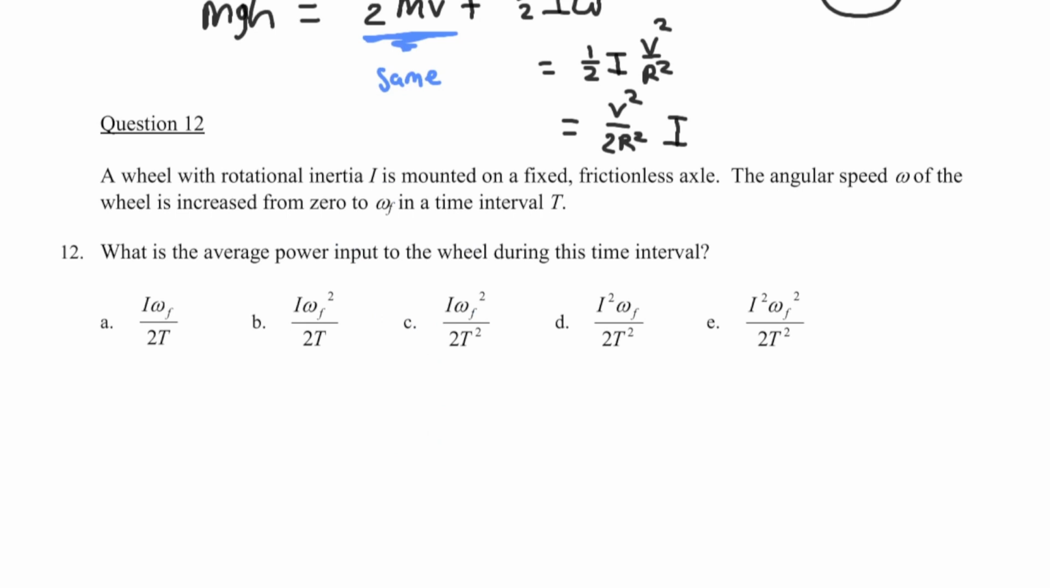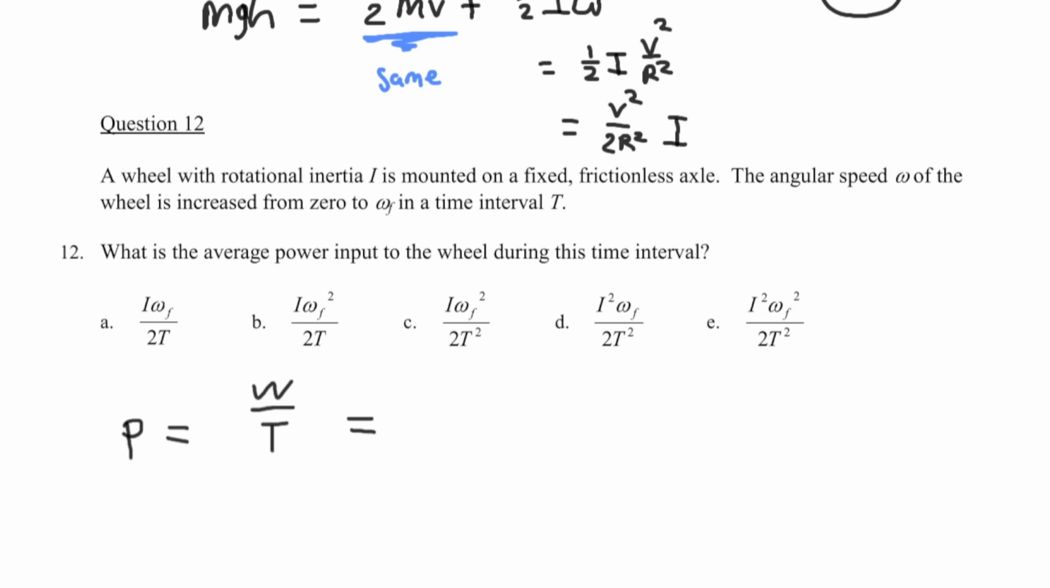A wheel with rotational inertia I is fixed on a frictionless axle, and its angular speed is increased from 0 to omega f in a time interval t. What is the average power input to the wheel during this time interval? So we'll show two ways of doing this. So first, we'll do the definition of power. Power is equal to the work divided by the time.